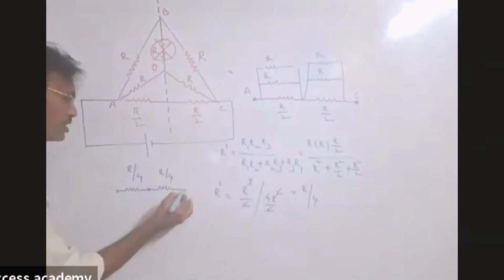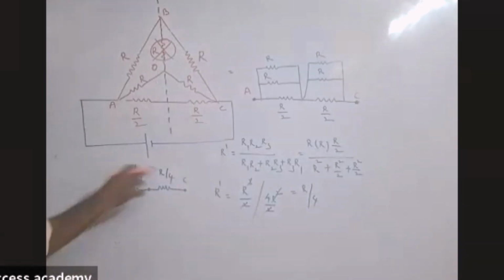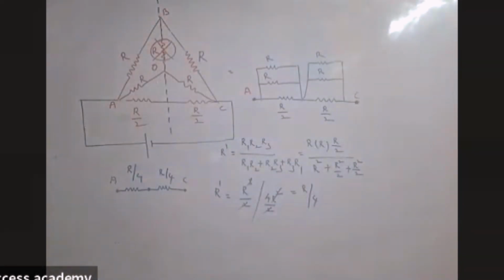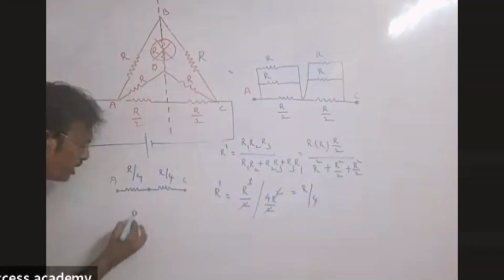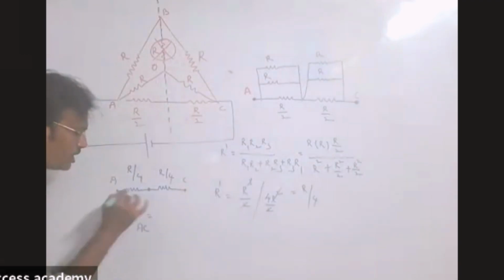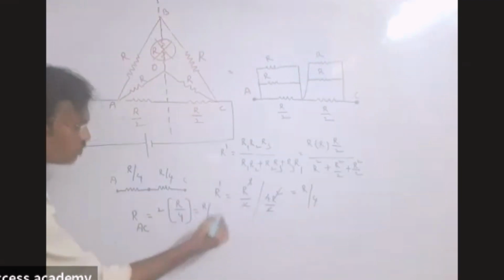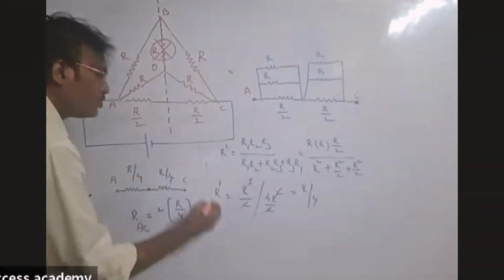This is A and this is C. R by 4, R by 4, two times repeated series combination. Then you will get R equivalent, RAC, is equal to NR. N is nothing but 2 resistors, R is nothing but R by 4 here. 2 ones are 2, 2 twos are 4. And that is what's the value? R by 2. R by 2 is the answer.